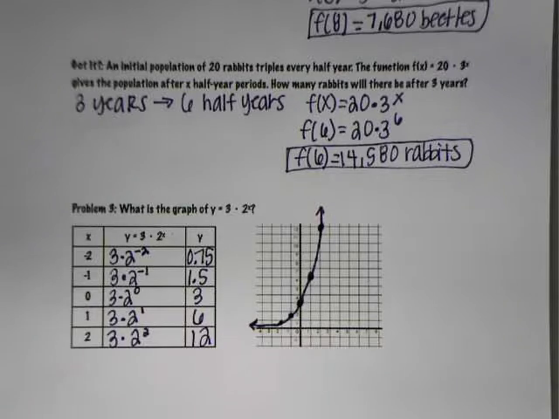Because going to the right is multiplying, right? So it's going to get big, big, big. Going to the left is dividing, so it's going to get smaller, smaller, smaller. Any questions on that? Okay, go ahead and try the next ones.